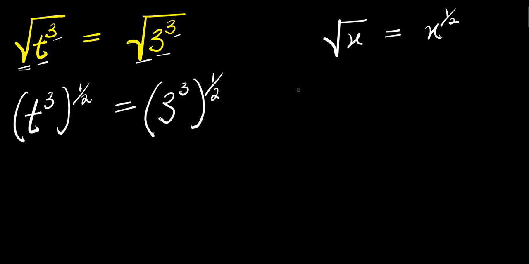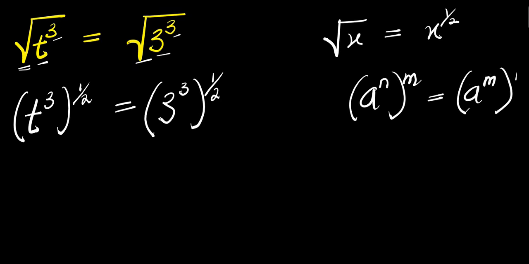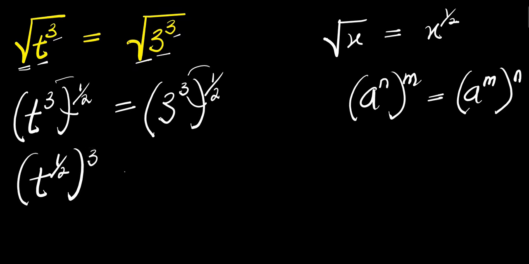Now, if you have a power n raised to the power of m equals a power m raised to the power of n, we are going to exchange the powers. That means we have t power 1 over 2 raised to the power of 3 equals 3 power 1 over 2 raised to the power of 3.